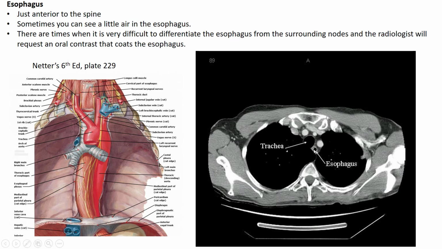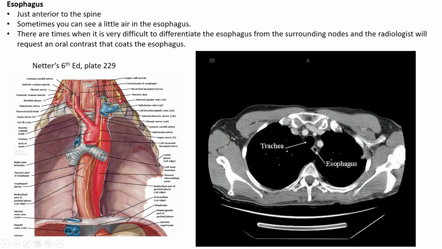But if you can't see the esophagus, sometimes a radiologist will ask you to give the patient oral contrast, and it's not the thin oral contrast that you would receive when imaging the stomach or the intestines, but it's a thicker contrast that helps to coat the esophagus so that you can see it more clearly when viewing the CT images.